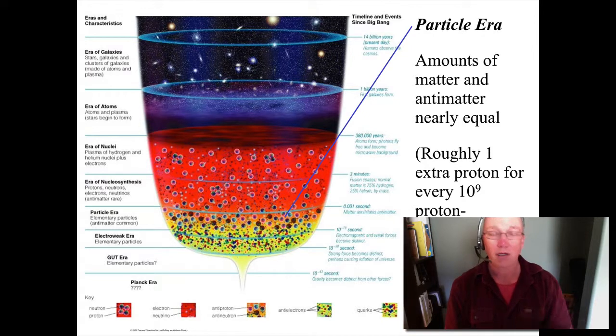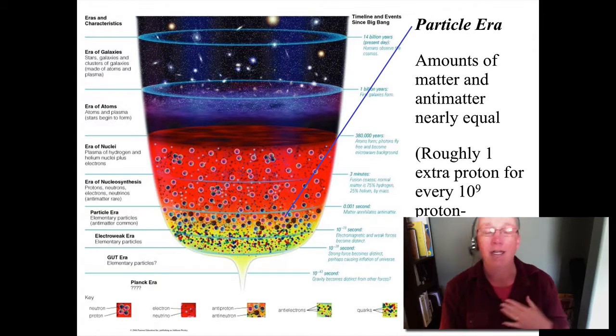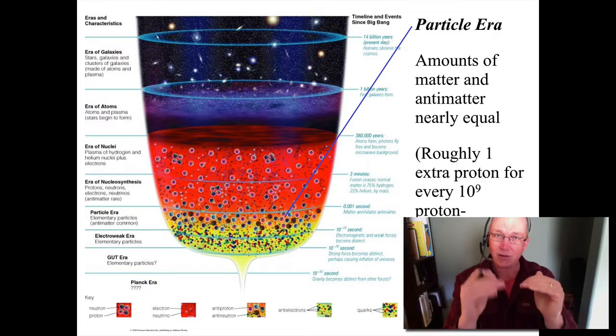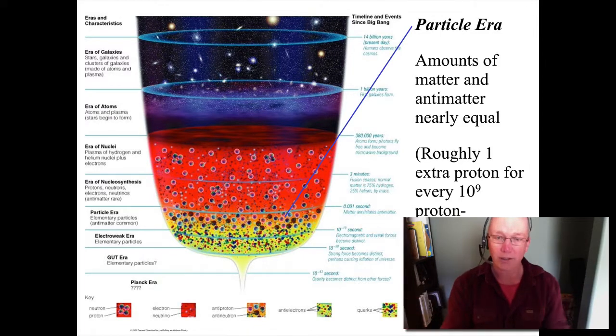Then we move into the Particle Era, where we've now annihilated most of the antimatter out of the universe, and we have the elementary particles that we know of. And this takes us down to about 0.001 seconds, and we have 1 extra proton for every billion proton-antiproton pairs, which means that about a billionth of the universe gets annihilated into energy, and we're what's left over. So this is a statistical property of the universe which we're pretty happy about, because I'm made of ordinary matter, and if there had been exactly identical amounts of matter and antimatter, no regular matter would be here.